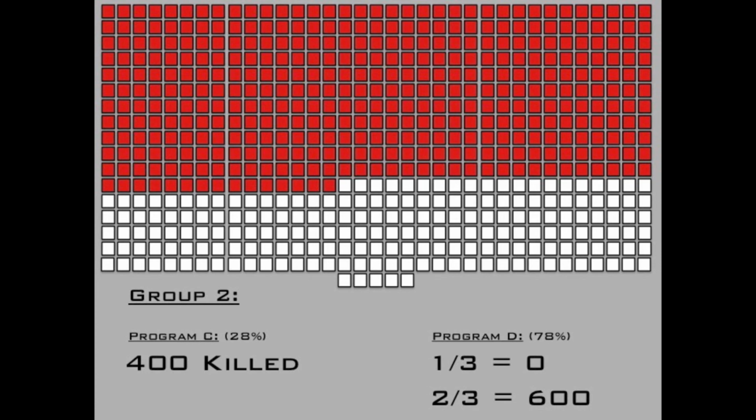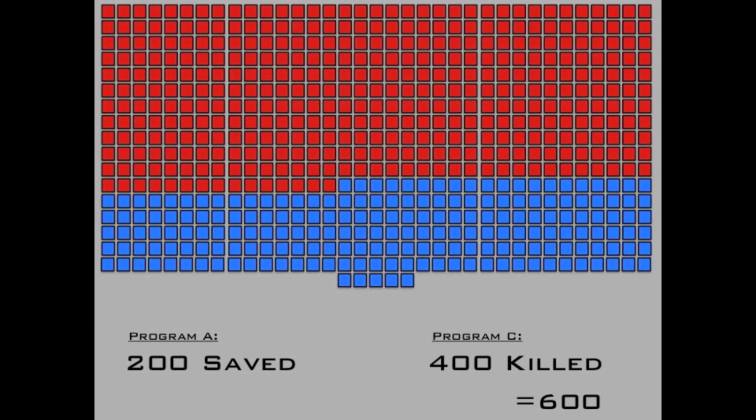To show how framing is applied here, the similarities between the programs, Program A and Program C, are put together. As you can tell, with Program A, 200 people would be saved and 400 people would die, which is the same as Program C, only worded differently. Same with Programs B and D, same outcome, just worded differently.